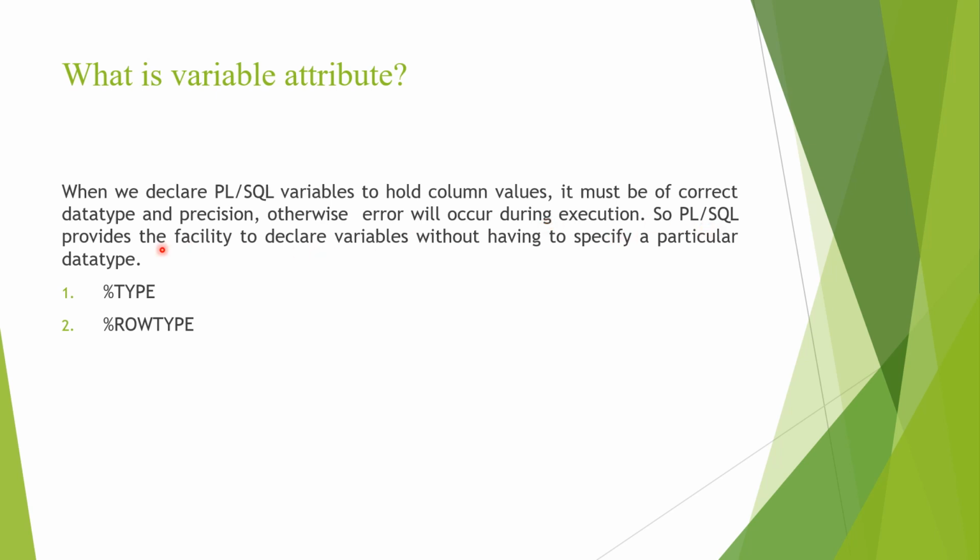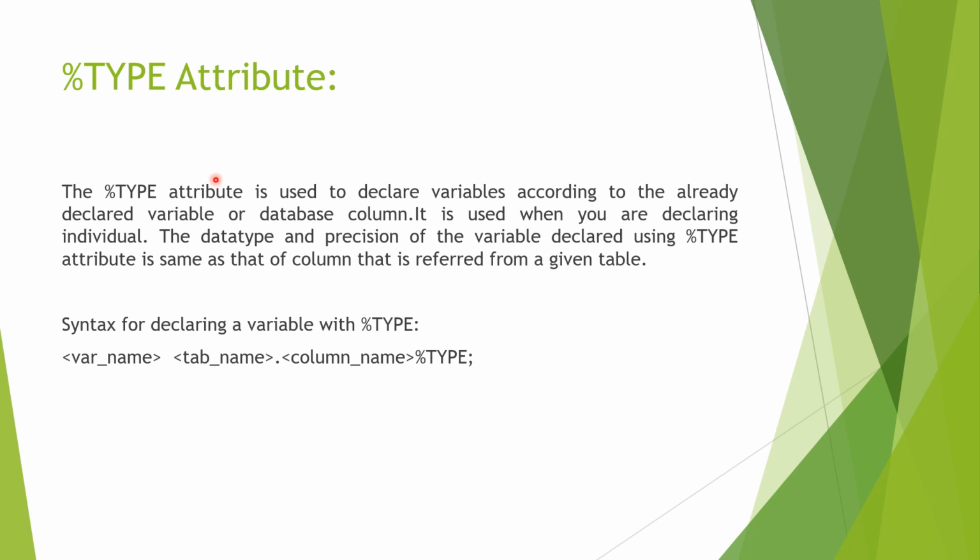So PL SQL provides the facility to declare variables without having to specify a particular data type. We can use two options: we have percentage type and percentage row type in PL SQL. Now, what is the percentage type attribute? The percentage sign is used to indicate attributes. So for any attribute that we use in PL SQL, we have to use the percentage sign before it.